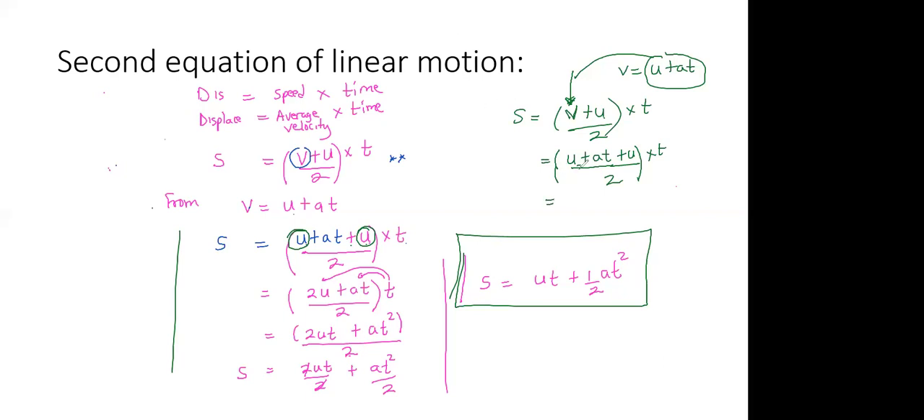So from here, members, you add U plus U is 2U plus AT, everything divided by 2, then times the time. So from here, this time multiplies everything. So that's where you are going to end up with 2UT plus AT squared, because AT times T gives you A, T times T is T squared. So everything now divided by 2. So when you divide individual terms, you get 2UT out of 2 plus AT squared out of 2. So you end up with UT plus a half AT squared.